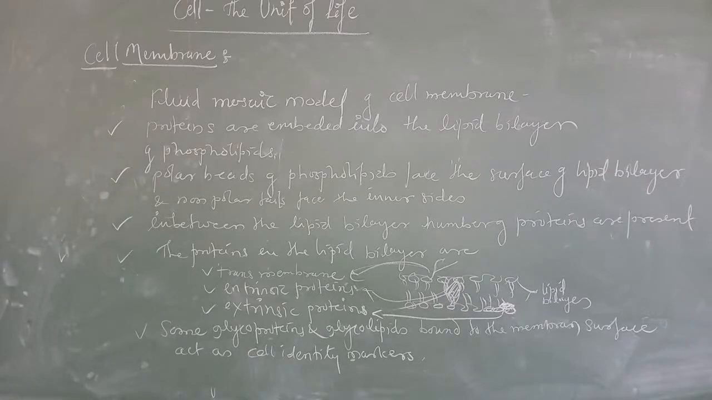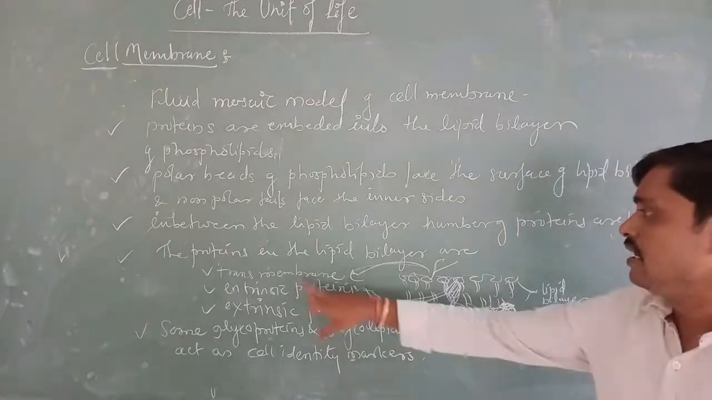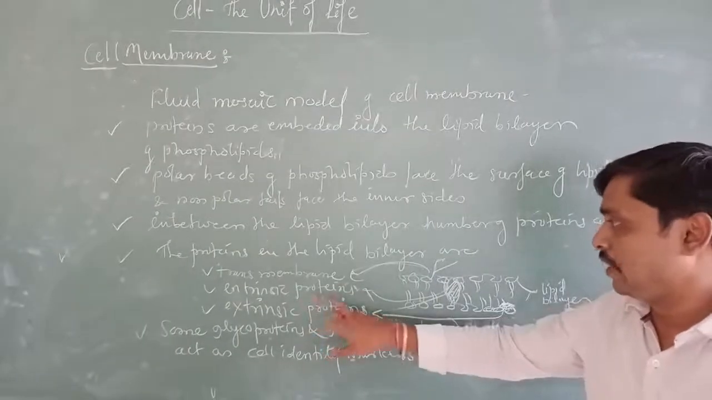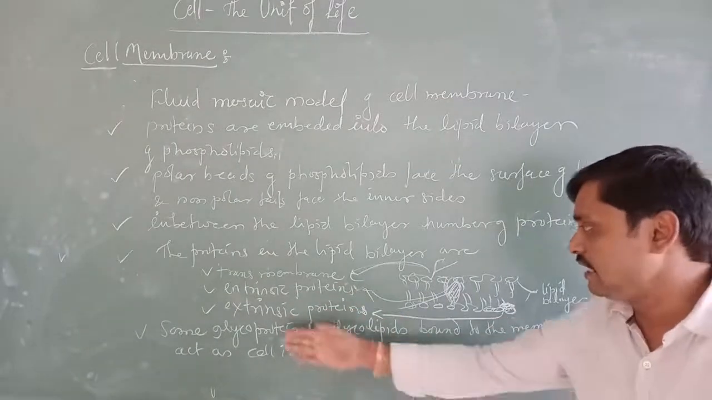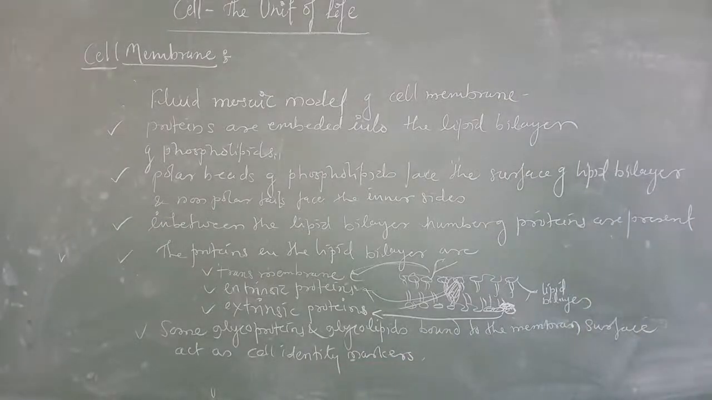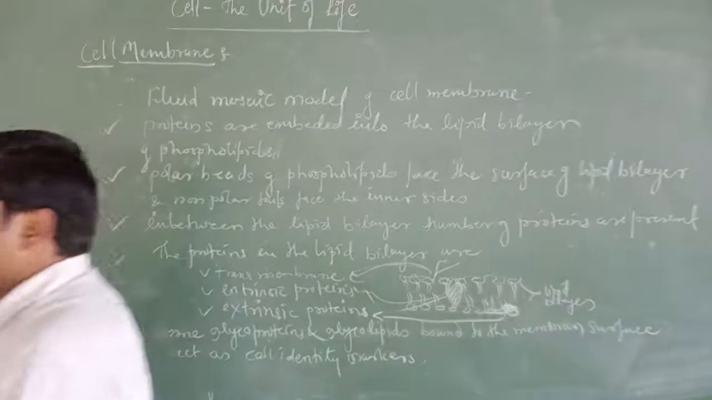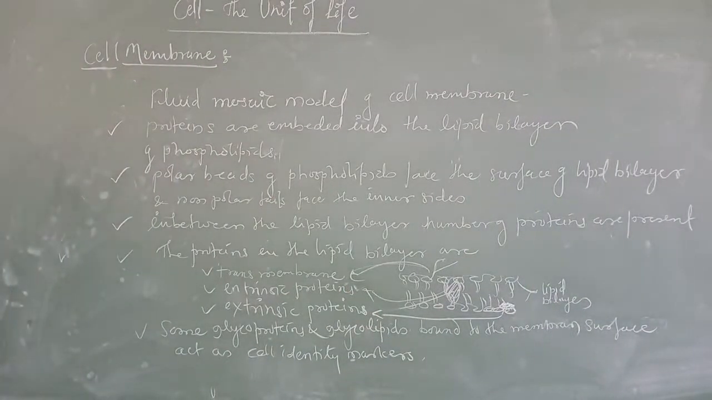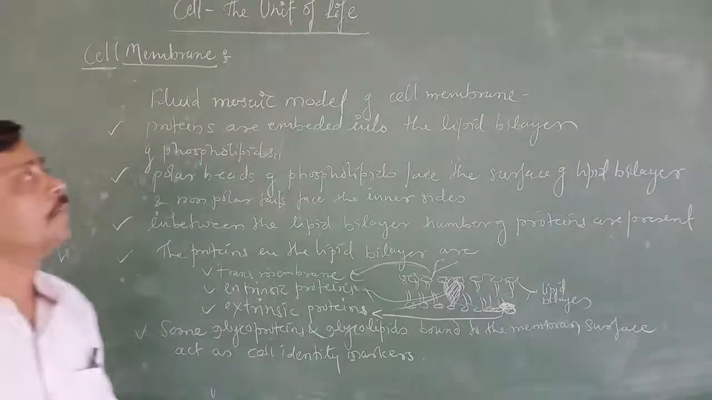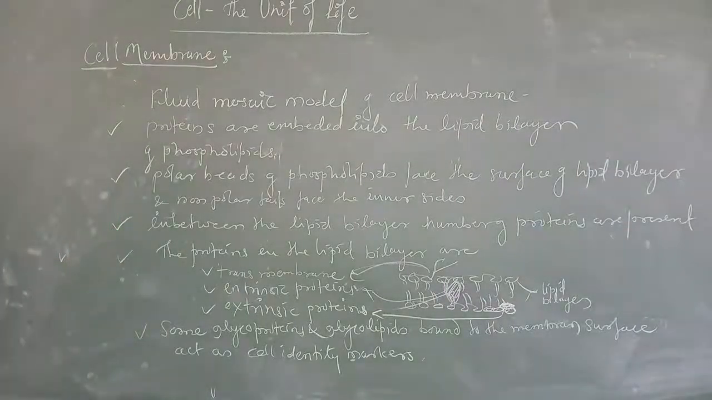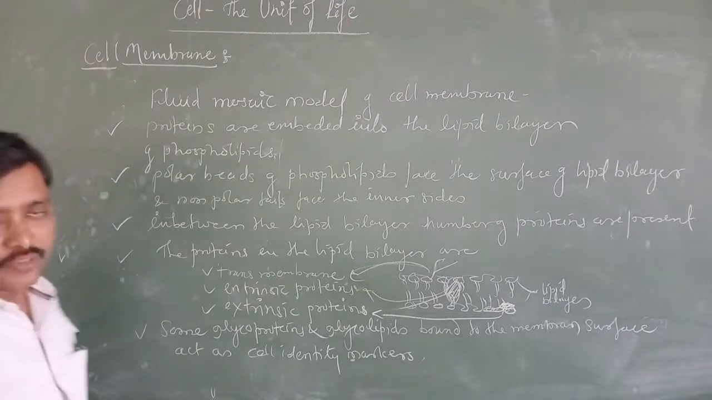You are to draw the diagram I drew earlier, and in that you are going to include these labelings. What are those? Transmembrane proteins, intrinsic proteins, extrinsic proteins, etc. Then you are going to write the glycoproteins and glycolipids. And as far as possible, draw a simple diagram of the cell membrane or fluid mosaic model of the cell membrane. And this is a very important point for your final examination.